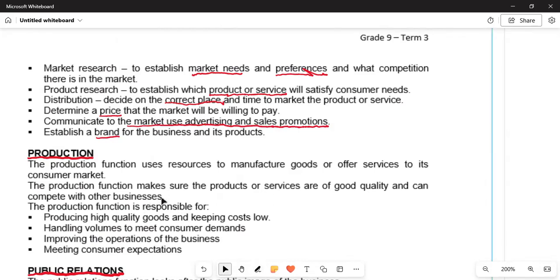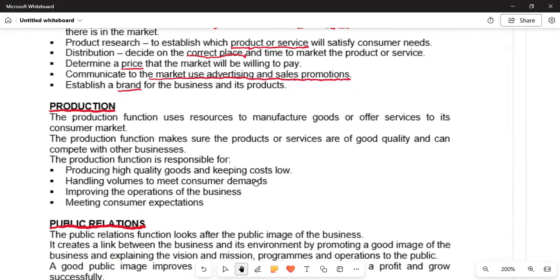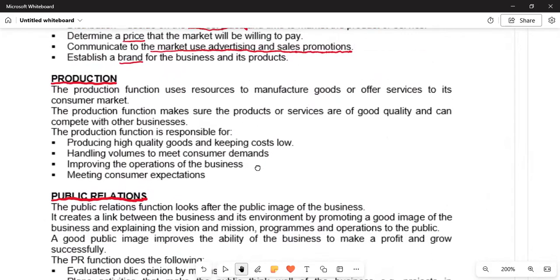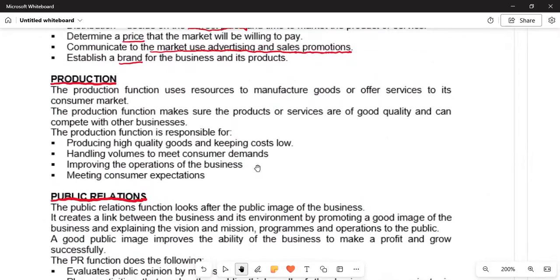Now we are moving on to production function. You know very well that production is the heart of the business. You cannot market if there is no product to market. You cannot sell if there is no product. So a product is the heart of the business. Take note of that. So here, under the production, they are saying the production function uses resources to manufacture goods or offer services to its consumer market.